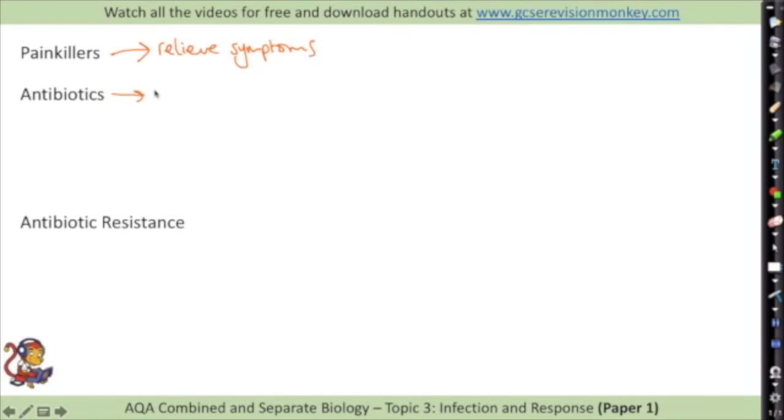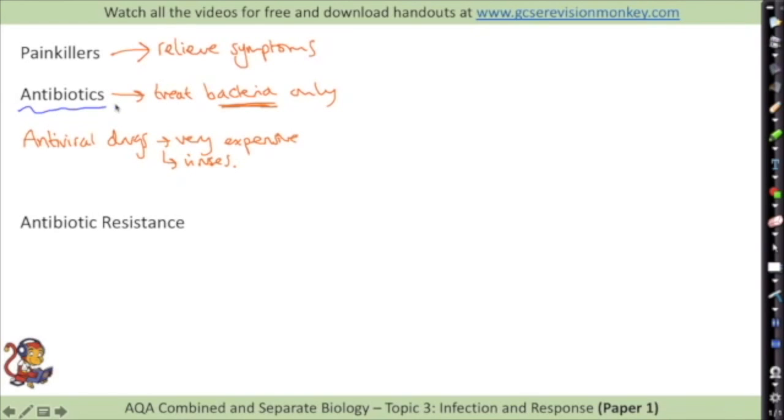Antibiotics are particular drugs that treat bacteria only, not viruses. Antiviral drugs are very expensive to produce and make, so you can get them to treat viruses, but they are very expensive. There has been major talk in the press about the overuse of antibiotics, leading to something called antibiotic resistance. Antibiotics are used to treat bacteria.